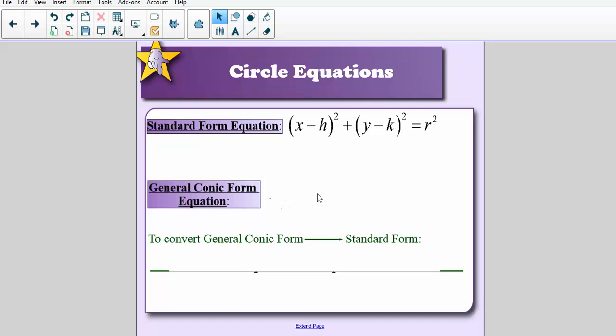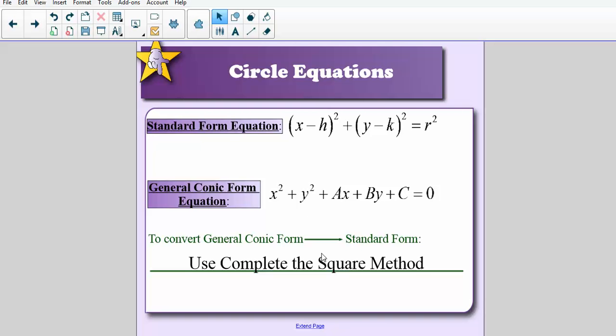The first thing is the two forms. So standard form, you guys should remember, has (h, k) as our center and r as our radius. So this is actually the form we like, similar to y equals mx plus b, slope-intercept. We like that because it tells us everything we need to know to graph a line. This tells me everything I need to graph a circle.